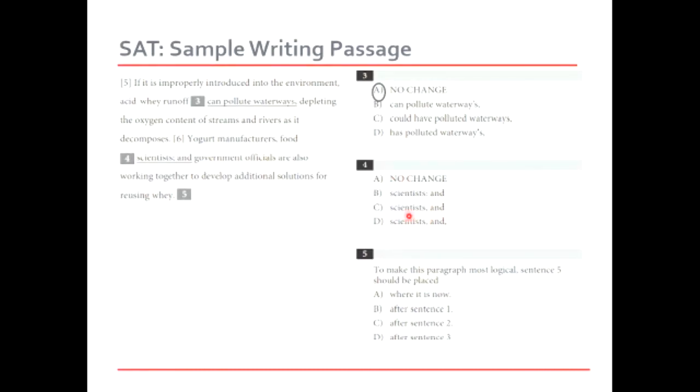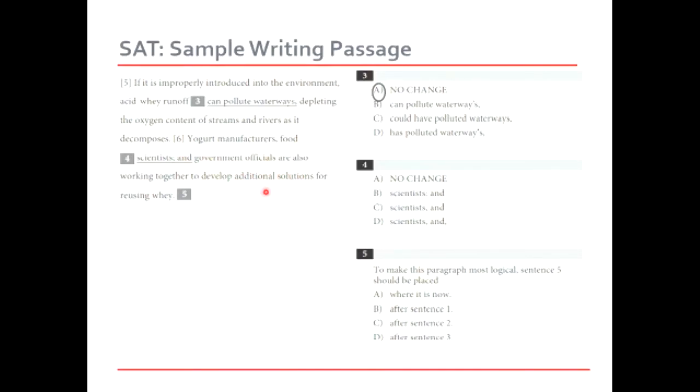Option C, scientists and, okay, now this sounds like a better choice. Scientists and government officials are also working together to develop additional solutions for using whey. Now, this seems like an appropriate choice because the comma is correctly inserted, and you must be wondering why a comma before and. Now, the reason why we need to have a comma before and is because the sentence continues: and government officials are also working.